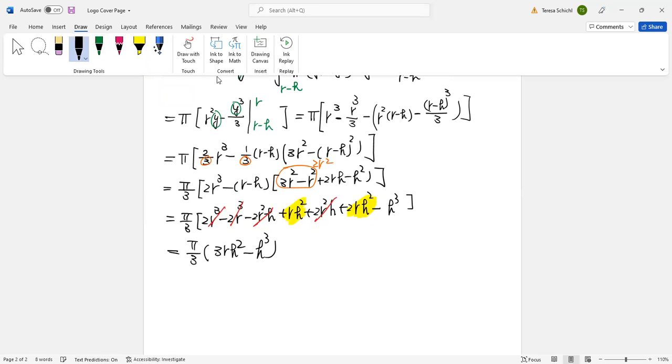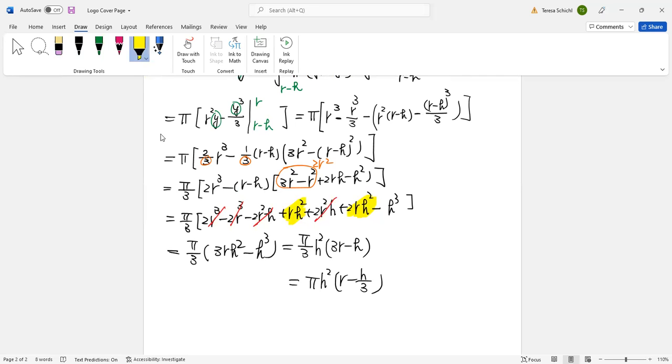If you like, you can factor the h squared out, and then this is 3r minus h here. Or some people, if you want to put the 3 back inside, this will be pi h squared. Then if you move the 1/3, this is r minus h over 3. Okay, all right, that's it.